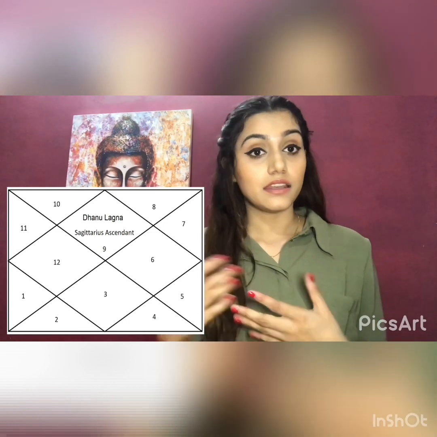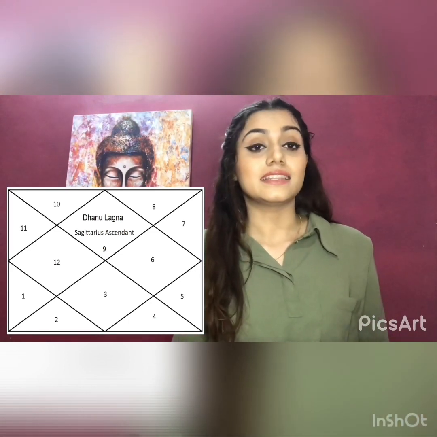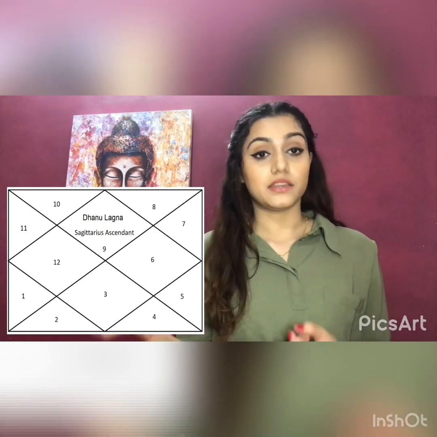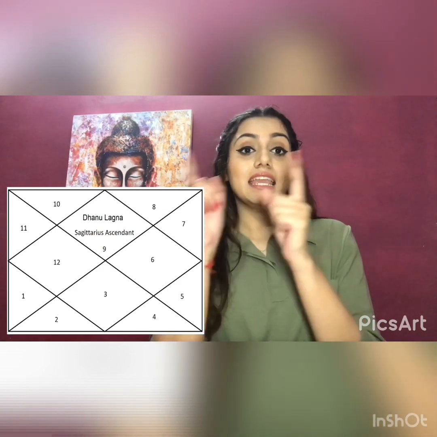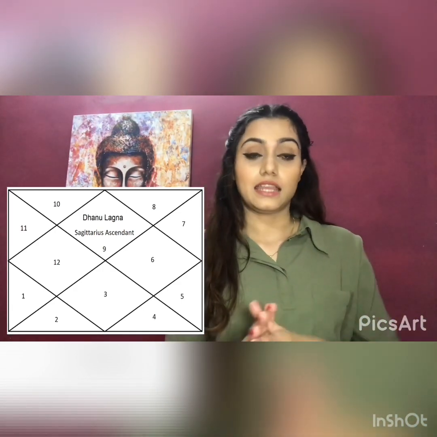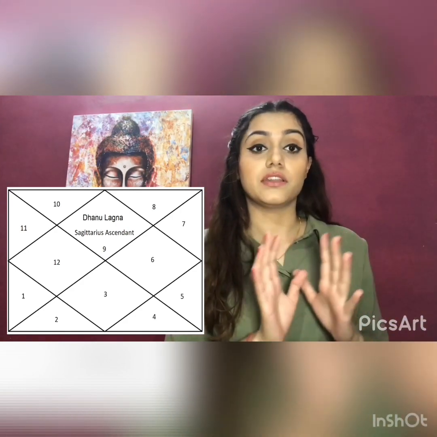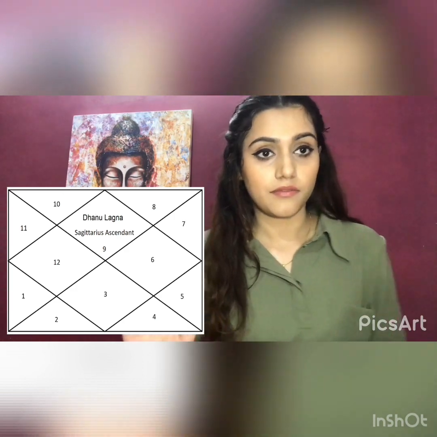Now let's take another example. This is a Sagittarius ascendant. It means that the life pattern of this person will be of a Sagittarius ascendant. His second house matters will be related to Capricorn sign, his third house matters will be related to Aquarius sign, and so on up to the 12th house. Isn't it easy? It is, right?